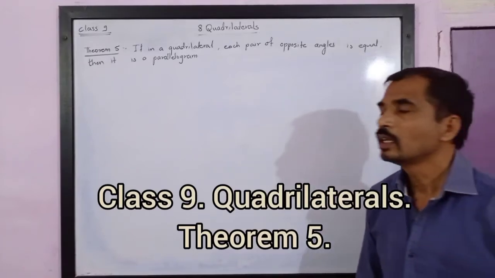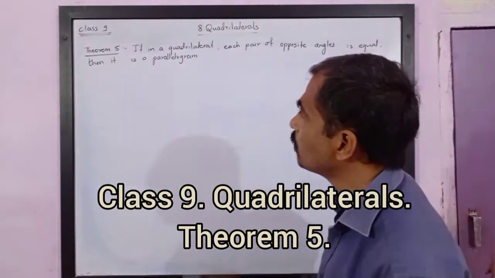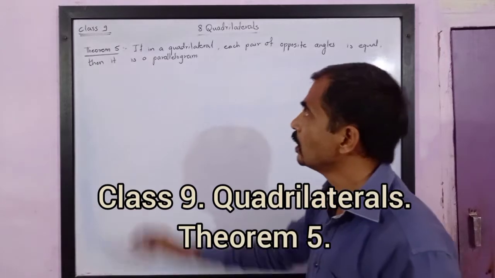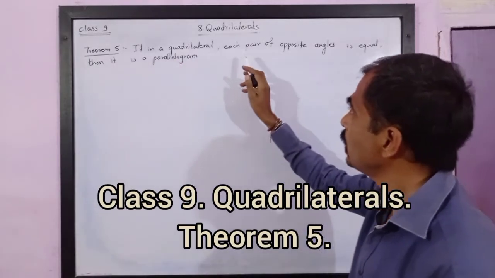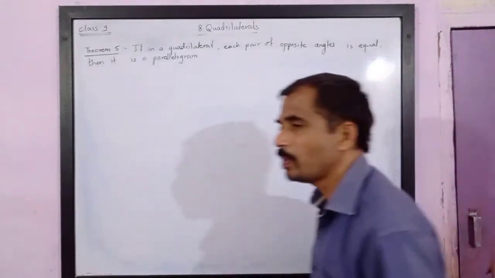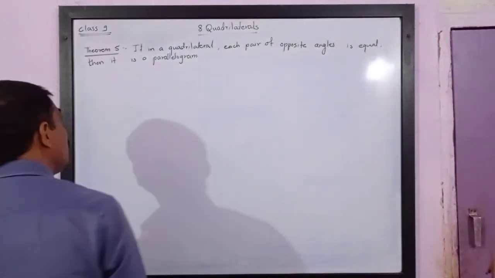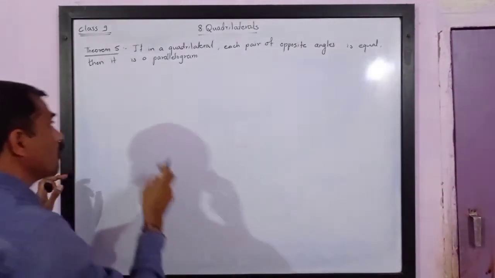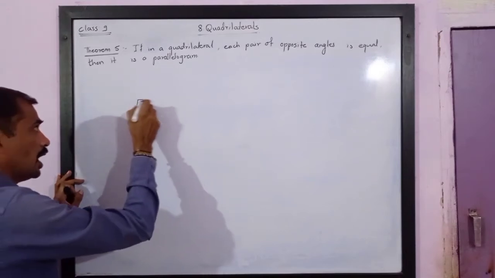Dear friends, in class 9 we are studying the 8th chapter and we have theorem number 5. If in a quadrilateral each pair of opposite angles is equal, then it is a parallelogram. We are given a quadrilateral with each pair of opposite angles equal.